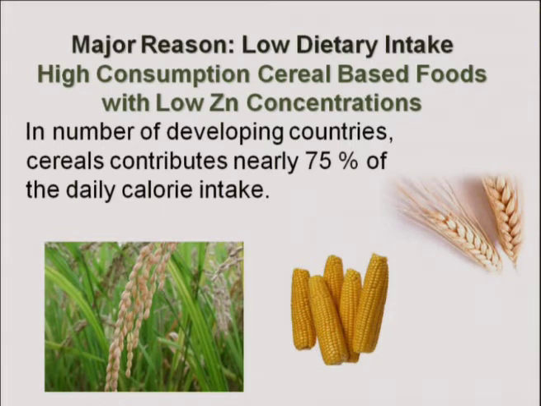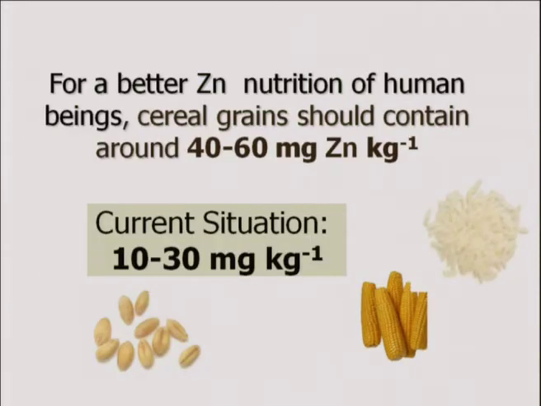Even in Australia, Germany, the United States, and Canada, we have zinc around 20 to 25 ppm. It is not enough to meet human requirements for zinc. When you measure zinc concentration in grains collected from Turkey, Australia, India, and China, you can find a variation between, let's say, 10 and 30 ppm. It's very low.